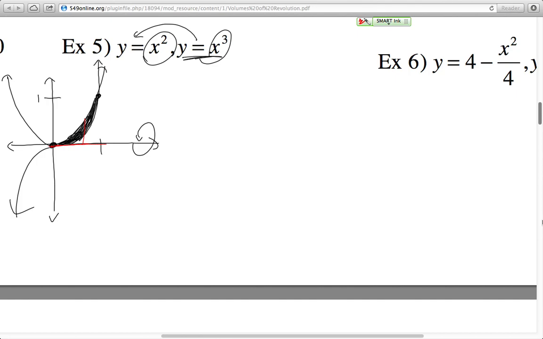So big R of x is going to be, what's the outer function? X squared. Minus the bottom function, 0, which just ends up being x squared. Then little r of x is from the axis of revolution to the most inside function. Here was the outer radius; from here to here is the inner radius. So little r of x, what's the inside function? You go top minus bottom: x cubed minus 0, which is x cubed. I'm just doing all simple ones right now.